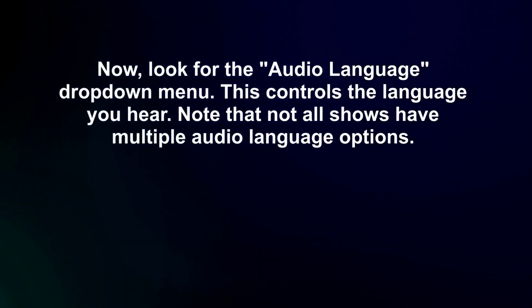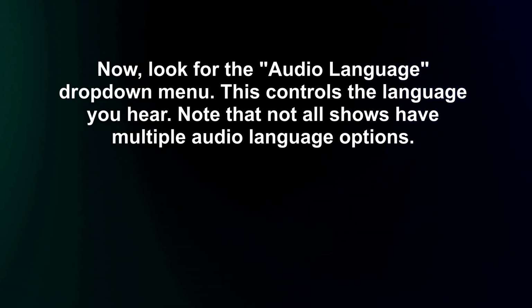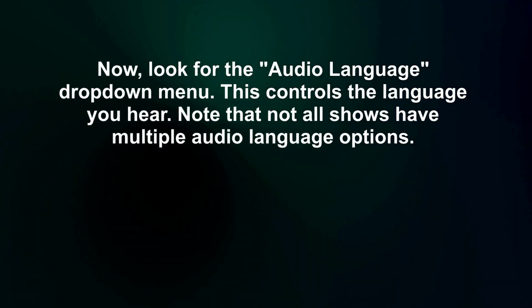Now, look for the audio language drop-down menu. This controls the language you hear. Note that not all shows have multiple audio language options. Click the audio language drop-down menu to see the available audio tracks.